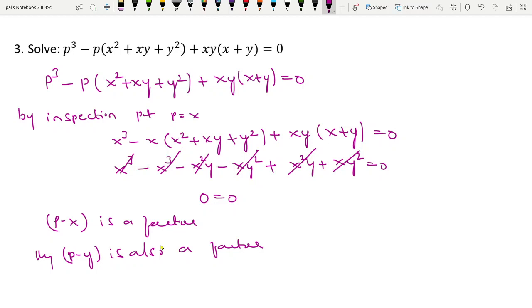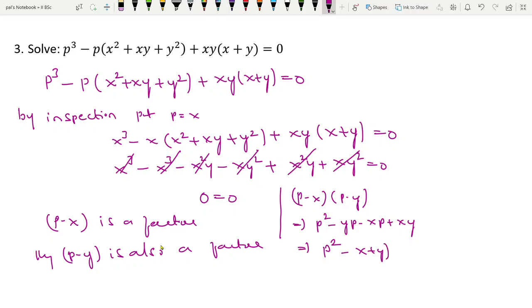So you take p minus x into p minus y, which implies p square minus yp minus xp plus xy. So p square minus x plus y into p plus xy comes when we multiply these two.